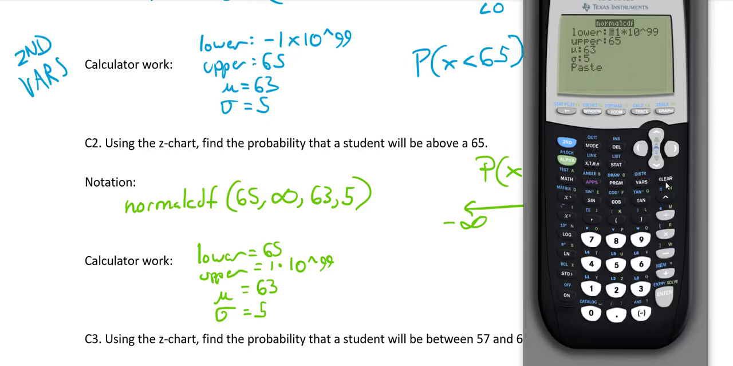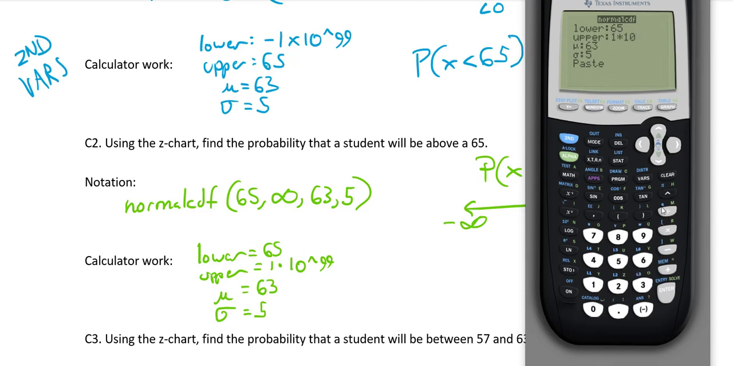So I'm going to change this lower to 65, change this upper to 1, not negative 1, but 1 times 10 raised to the 99th power. If I click enter enough times to get down to paste, you can see that it pastes this in, and the only thing that has changed is that now I'm going from 65 to positive infinity, which gives me the complement of the previous answer, or 34.5%. So let's write down that answer.